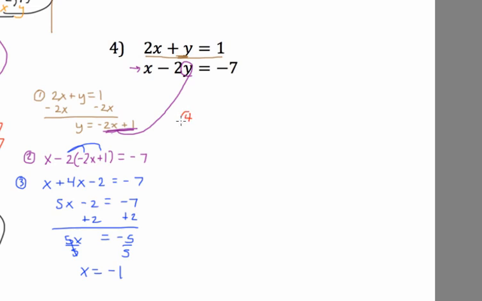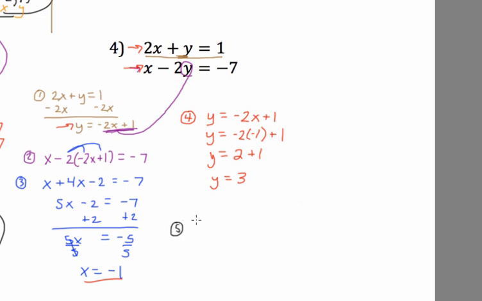I know the x coordinate, so I need to know the y coordinate. Take one of my equations from the beginning. Any one of the equations, this one, or this one. I like to use the one I made. Sub in a -1 for x, because that's what x is equal to. y is equal to 3. So my solution is the x coordinate of -1, the y coordinate of 3. You get the same answer either way.